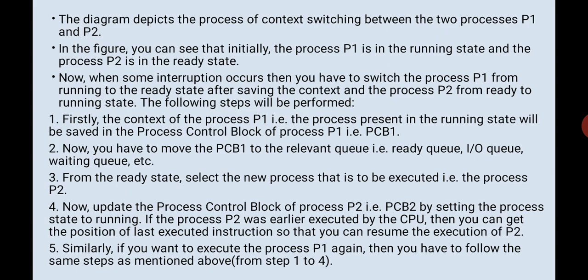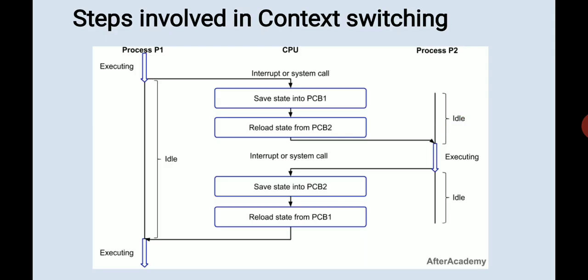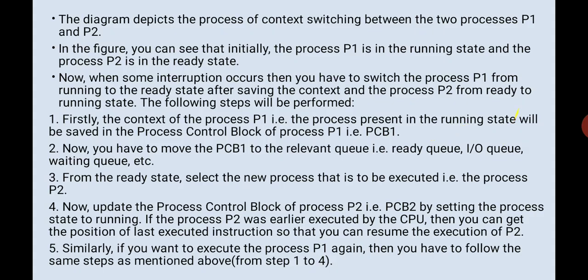Third, from the ready state we'll select the new process that is to be executed. This is process P2. See, reload state from PCB2. So for running P2, the state is reloaded from PCB2. Whatever, it can start from the initial or it might have been executing prior also. See, now you see how it is being run.